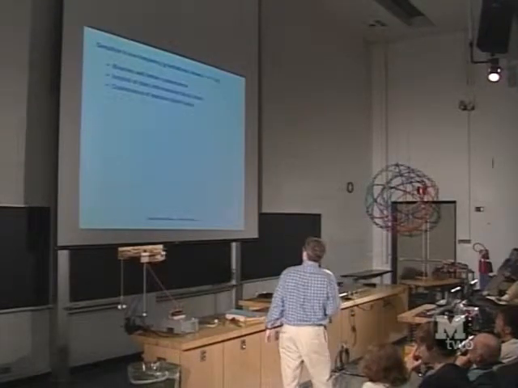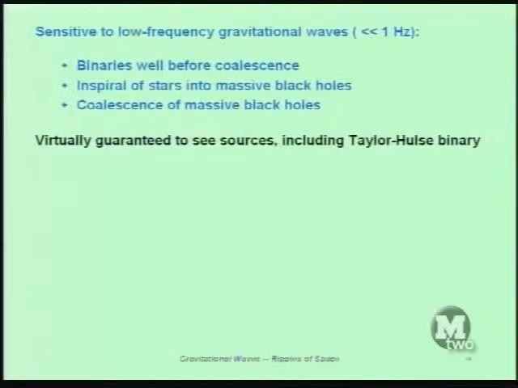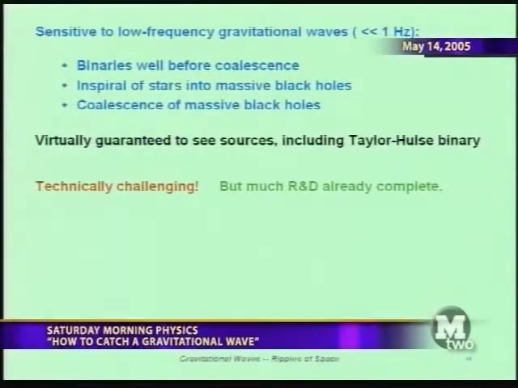They can look at binaries that are well before their coalescence. They can look at in-spirals of stars into massive black holes like the one at the center of our galaxy. And they can actually look at the coalescence of massive black holes that might be happening somewhere out in the universe. They're virtually guaranteed to see sources, including that Taylor-Hulse binary system I told you about last week that has one pulsar going around a neutron star, something that we cannot hope to see here on the Earth because the frequencies are too low.